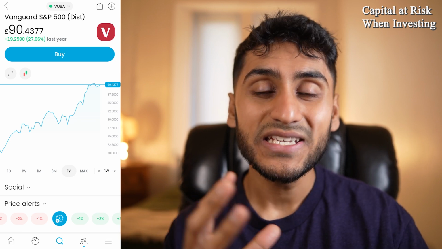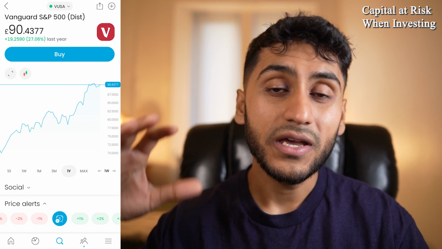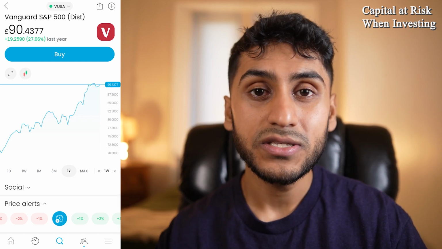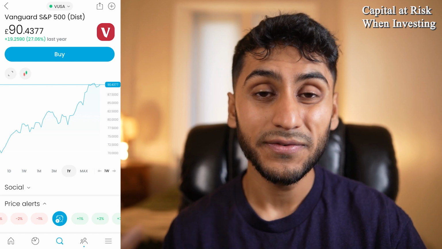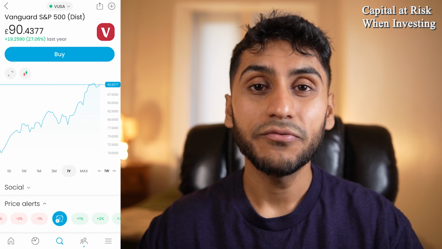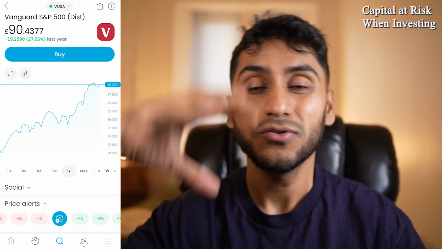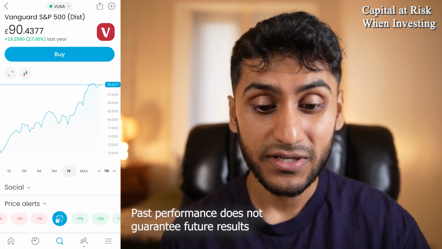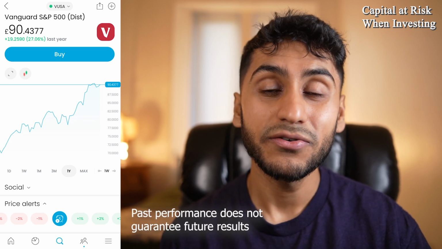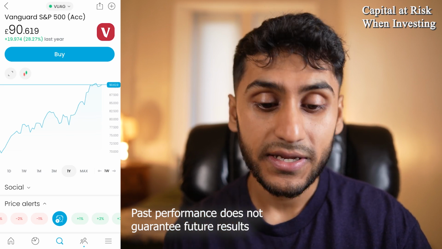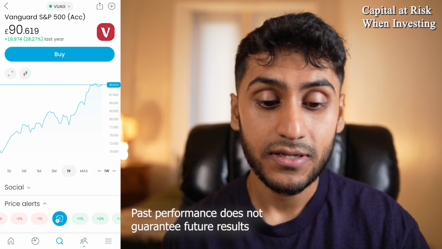So essentially, with a distributing fund or ETF, when the companies that they invest in pay out dividends, the fund then shares out those dividends to the shareholders. And the accumulating version we'll see later on, the ACC version, the fund instead reinvests all those dividends back into the fund so that it grows more. The VUSA over the past year has returned investors 27.06%.